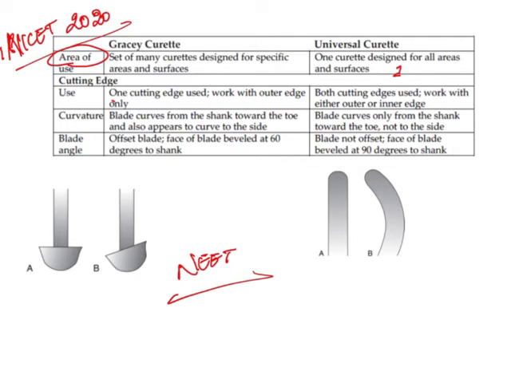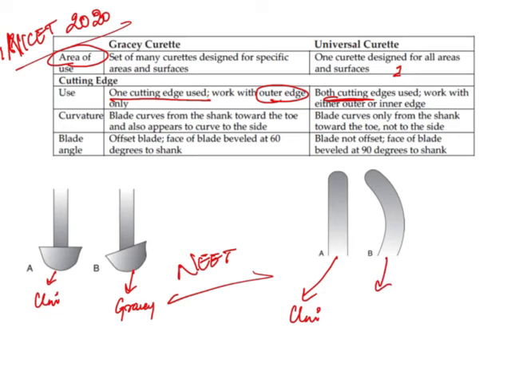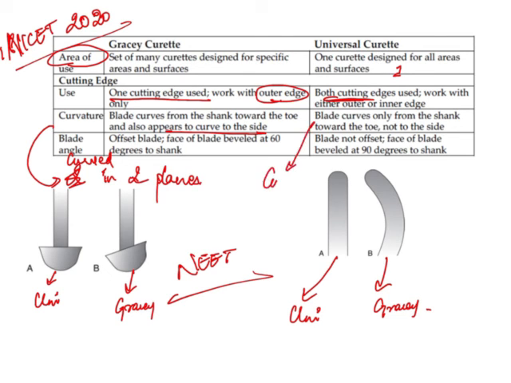In the universal, both cutting edges are used, whereas in the Gracie, only one cutting edge is used, which works with the outer edge. So over here, this is the universal, whereas this is the Gracie. Even this is the universal, and this is the Gracie. The Gracie blade curves from the shank and also appears to curve to the side. That means it is curved in two planes, whereas the universal is curved only in one plane.